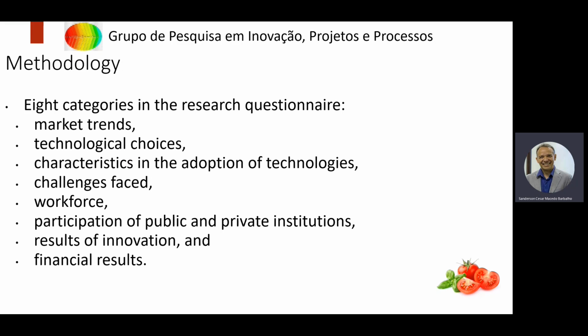In terms of the interview, we had 8 categories. We discussed market trends in the tomato industry, technological choices of the producers, characteristics of the adoption of these technologies, how they adopt, how was the decision-making process, and challenges faced by them, and elements for the workforce, because we thought that it was a very difficult issue to work with in this kind of subject. The participation of public and private institutions in terms of this kind of ecosystem that they had in agriculture, the results of the innovation and the financial results.